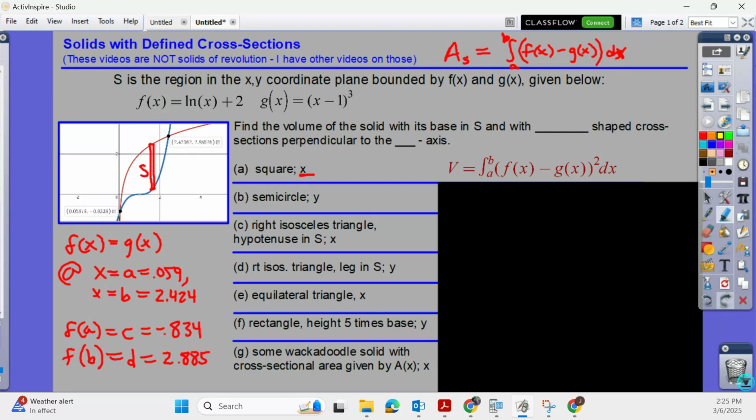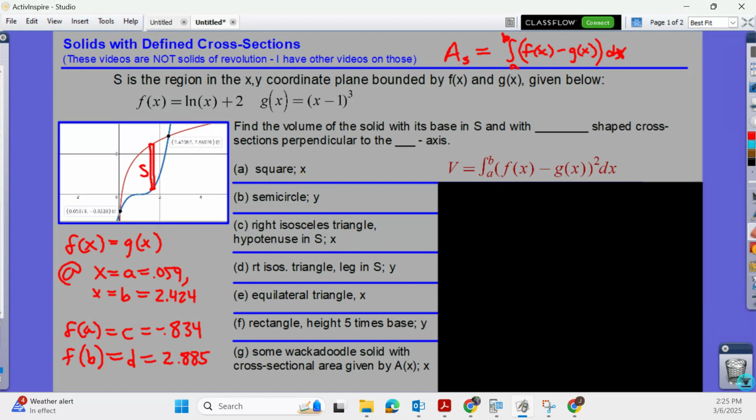The semicircle is perpendicular to the y-axis, and this is the way I set it up. It could be any though, right? You could make the square be perpendicular to the y-axis, the semicircle perpendicular to the x-axis, doesn't matter.